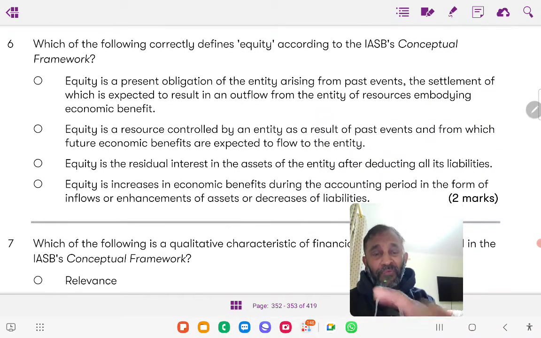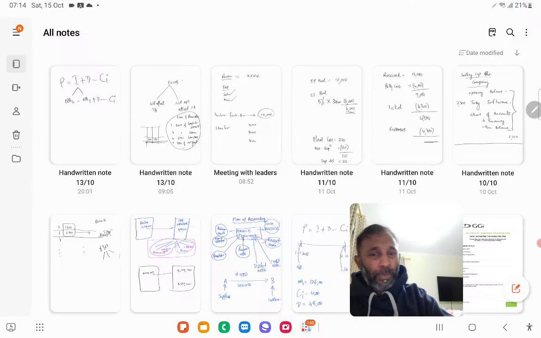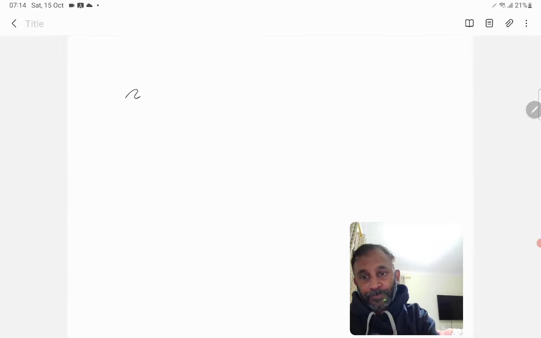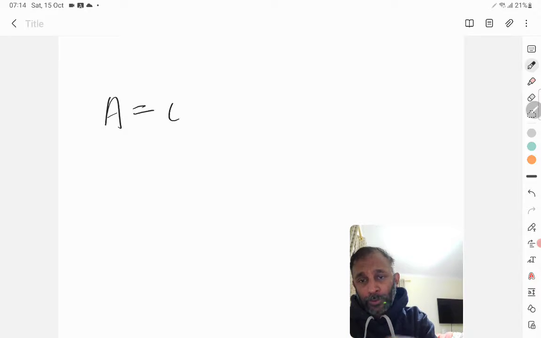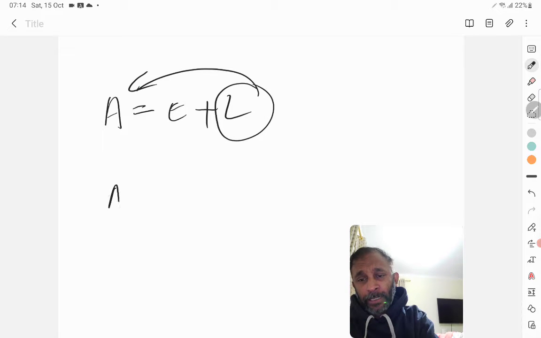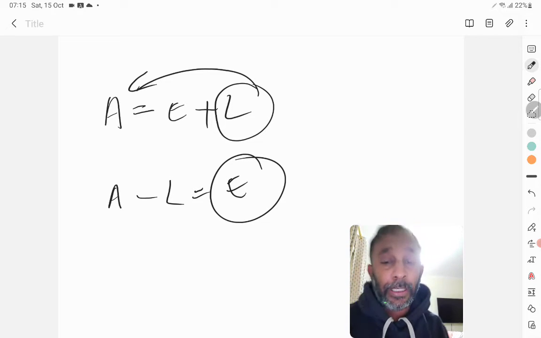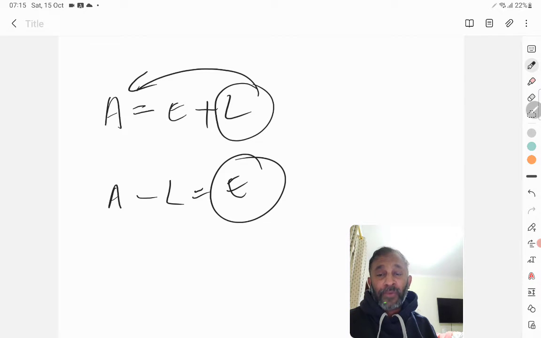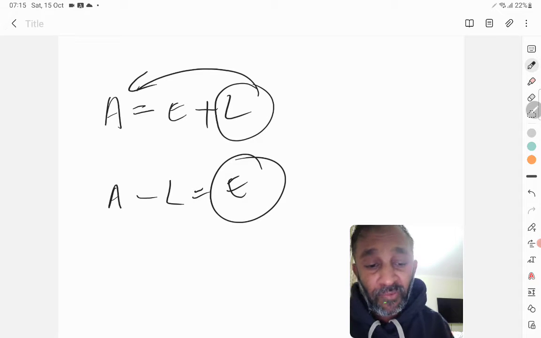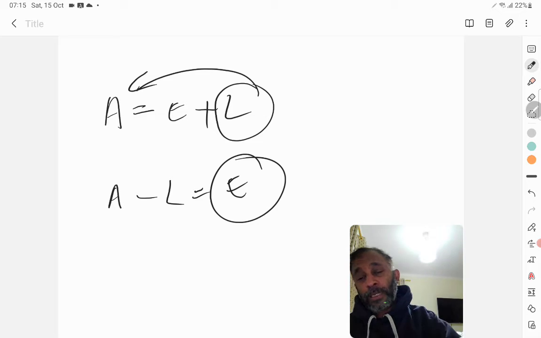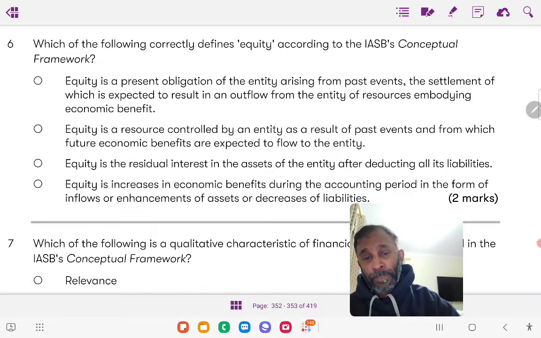Which of the following correctly defines equity according to IASB's conceptual framework? If I were to give you an equation, you see asset is equal to equity plus liability. And then if I bring the liability to the other side, asset minus liability is equal to equity. So according to the mathematical equation, equity is asset minus liability. In other words, equity is what is left over in the business for the owners after deducting all the liabilities. Let's read a sentence which suits this particular meaning.